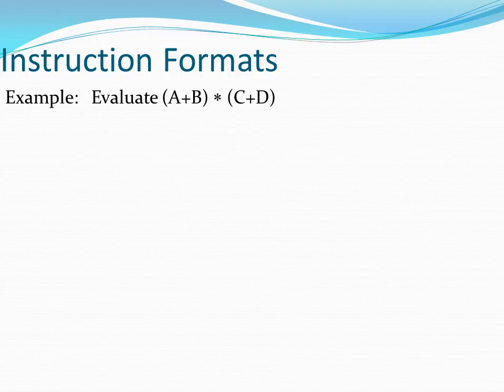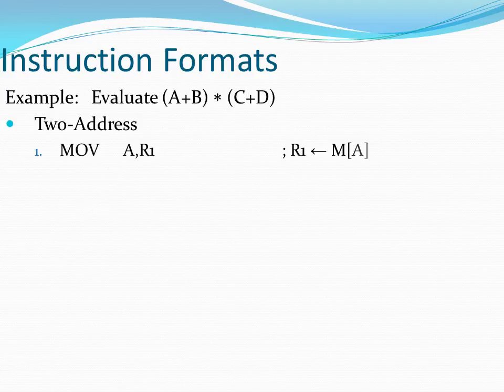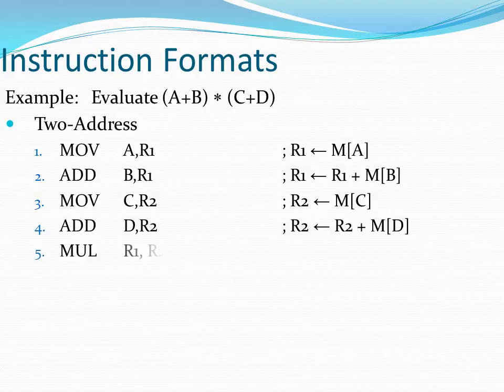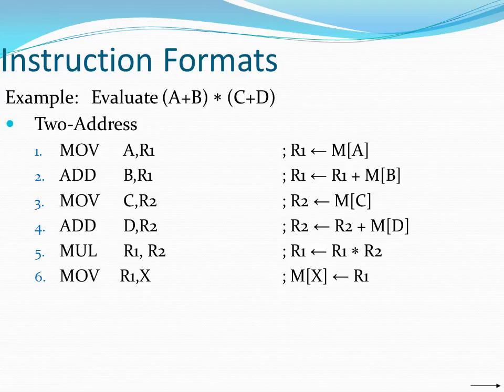Here we discuss how we can execute the same example by using two-address instructions. Already we discussed what a two-address instruction is. In the instruction we have one source operand and one destination operand. By using these two-address instructions, these are the steps for how we can perform (a plus b) into (c plus d).